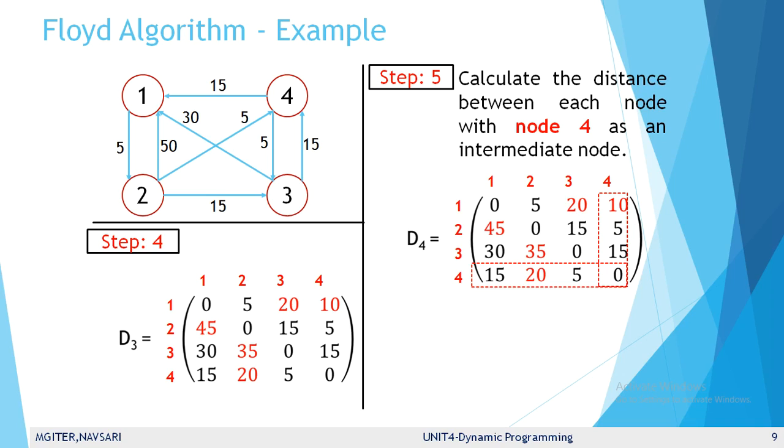Now for node 2, 2 to 1 is 45, but via intermediate vertex 4, that is 2 to 4 is 5 plus 4 to 1, 4 to 1 is 15, 5 plus 15 is 20, and 20 is less than 45. So here we update it.